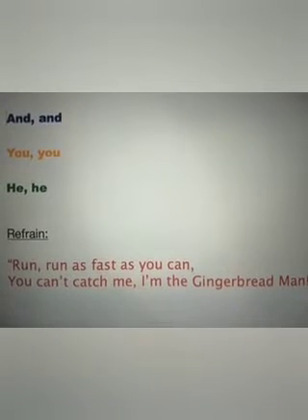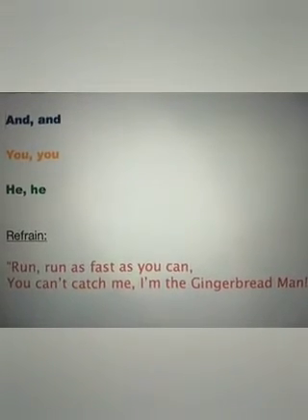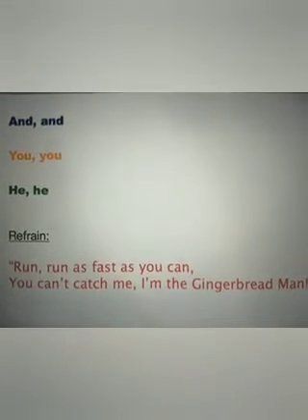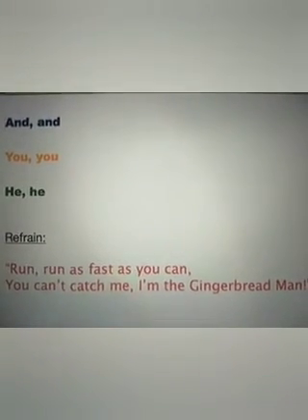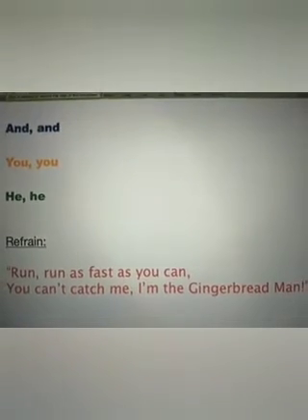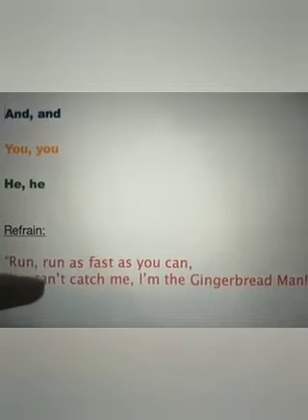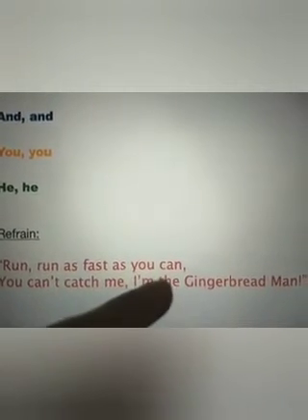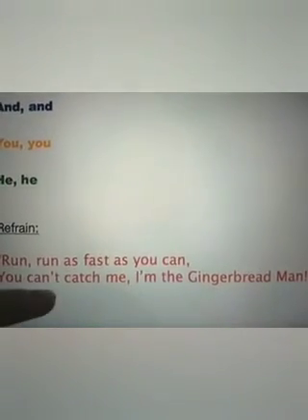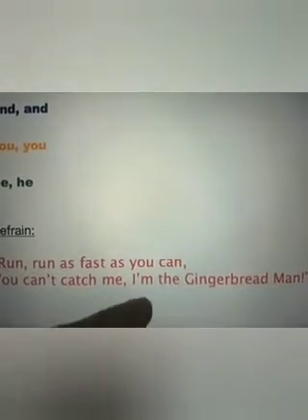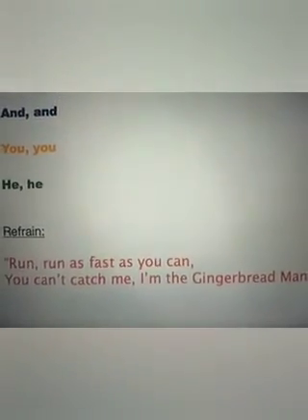The gingerbread man was repeating it again and again when everybody was trying to stop him. That's called a refrain. So what was he saying? He was saying, "Run, run as fast as you can. You can't catch me. I am the gingerbread man."